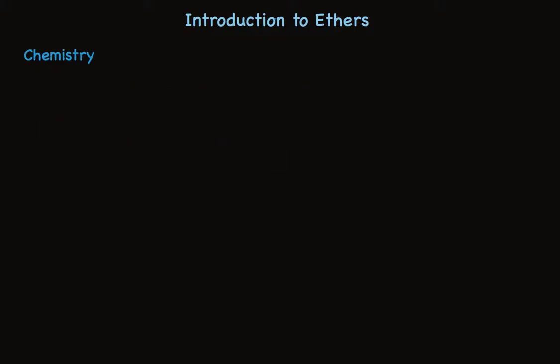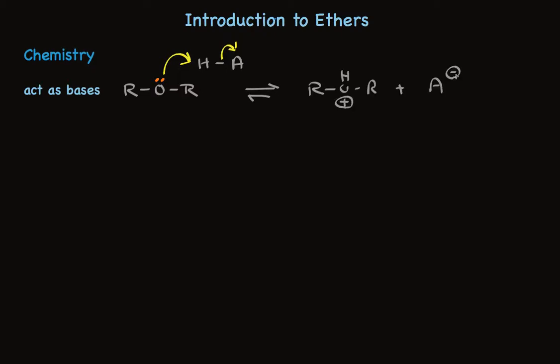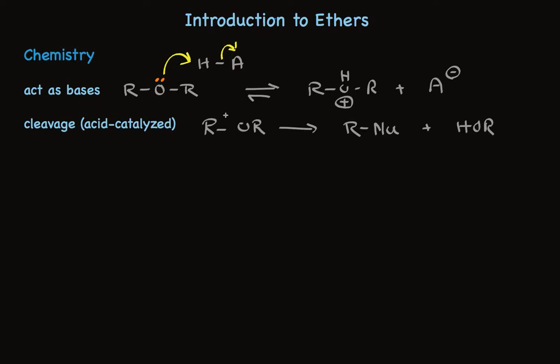Like alcohols, ethers act as bases. A lone pair of electrons on oxygen is available for sharing with a proton taken from an acid, which we can follow with our arrow pushing. As that bond is made, this bond must be broken. It's an equilibrium reaction. The main chemistry of ethers is the chemistry of cleavage. Carbon-oxygen bond cleavage. So you see this bond has broken, and we have a carbon-nucleophile bond that has been made here. And finally, we could mention that the chemistry of ethers also is the chemistry of oxidation.